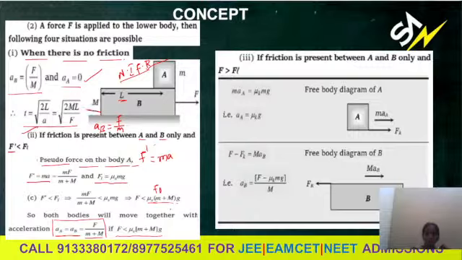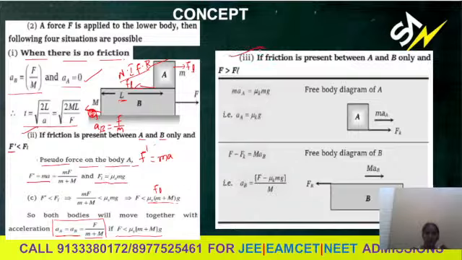Because in this direction frictional force will act. So not here, not at this contact, between A and B only. So on A, limiting friction will act. On B, it will act in this direction.